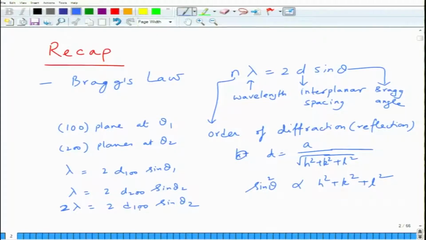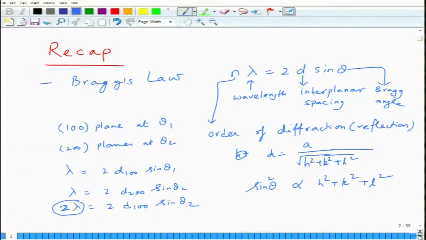Because your path length now has become 2 lambda. In the previous case the path length was lambda. So this is what it means.